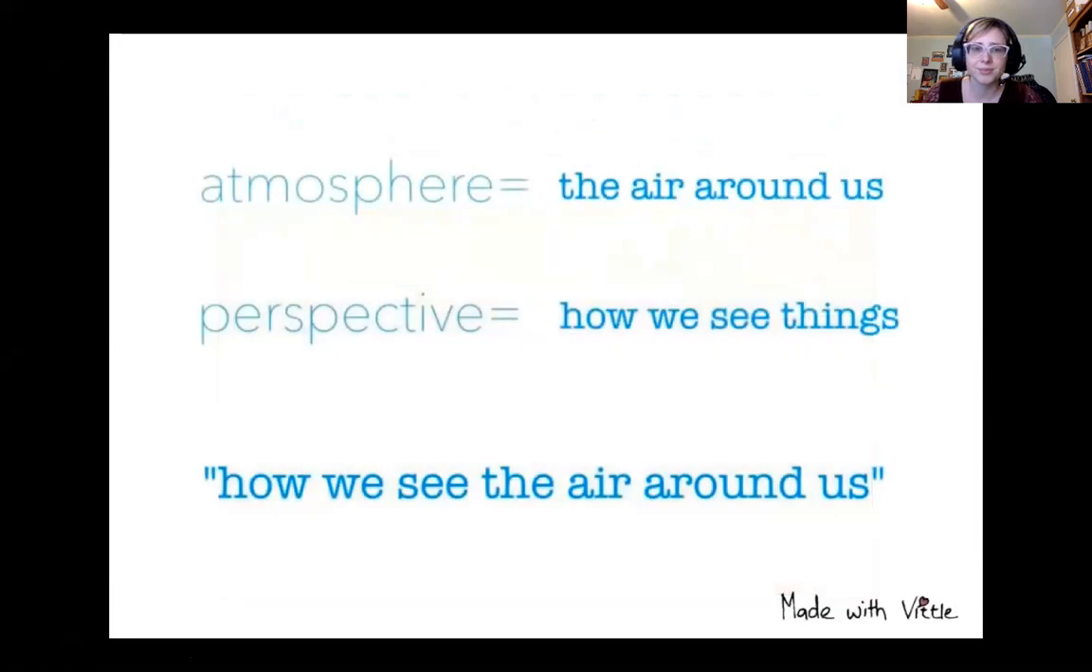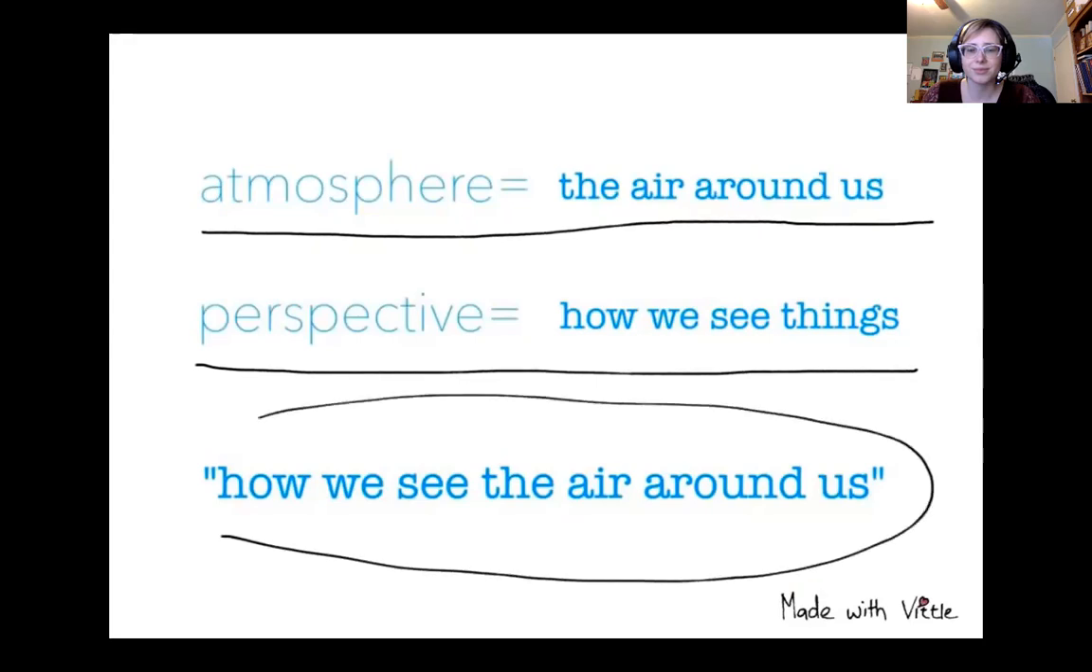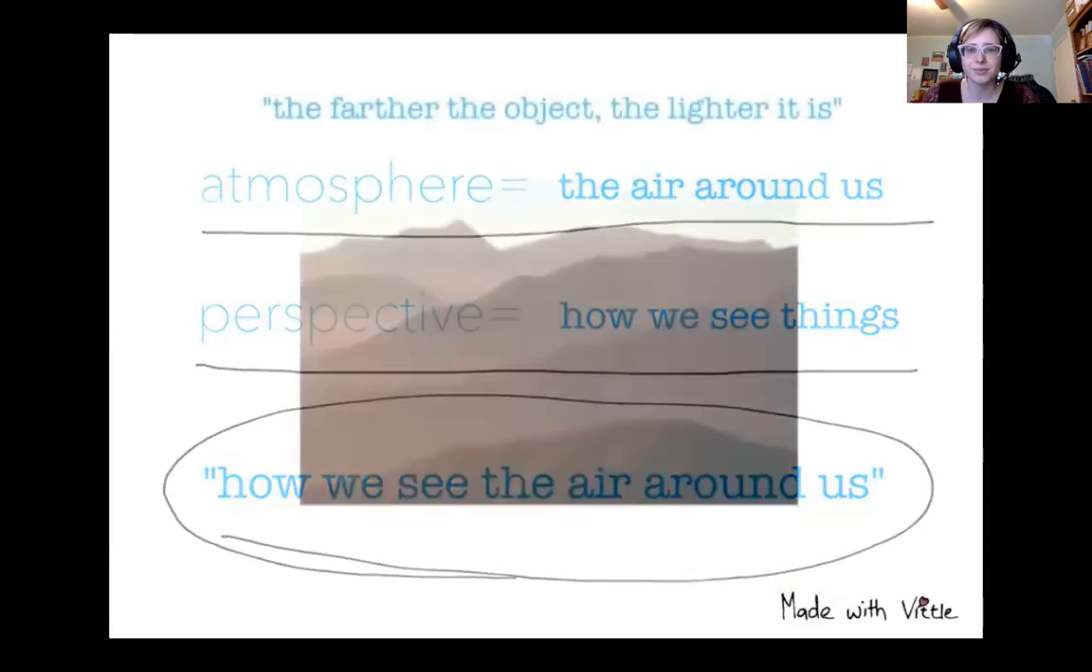So what is atmospheric perspective? Well, if we break it down into the two words, atmosphere and perspective, atmosphere means the air around us, and perspective is how we see things. So if you combine those two, in the art world, we're referring to how we see the air around us. And more importantly, we're going to talk about how to show that in your artwork.